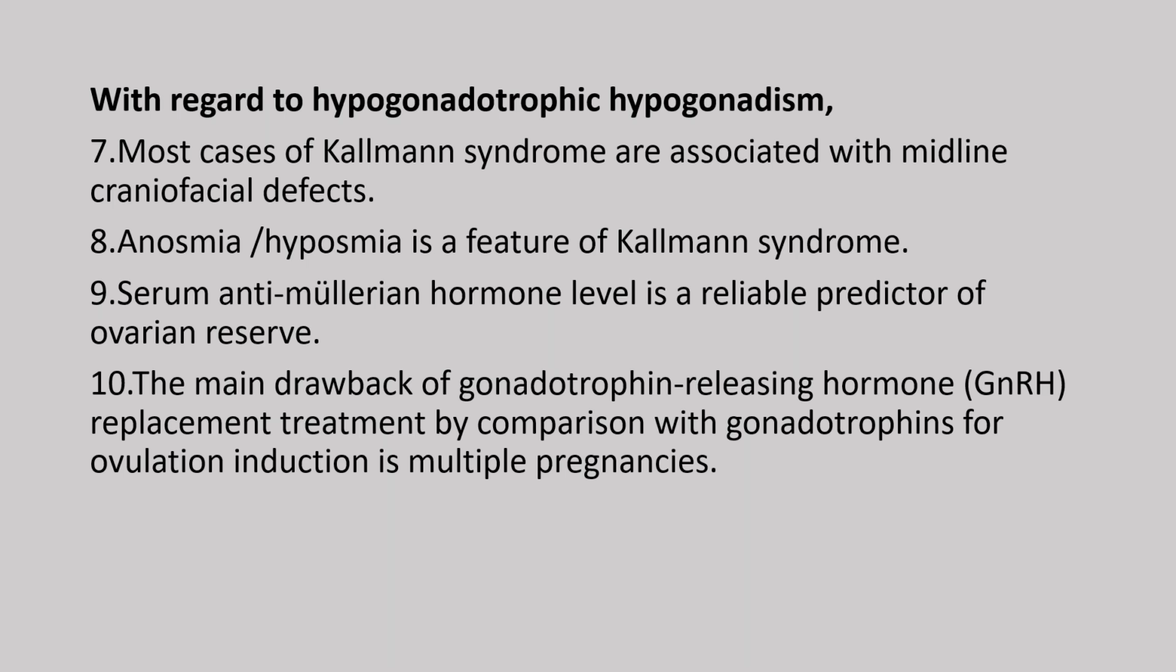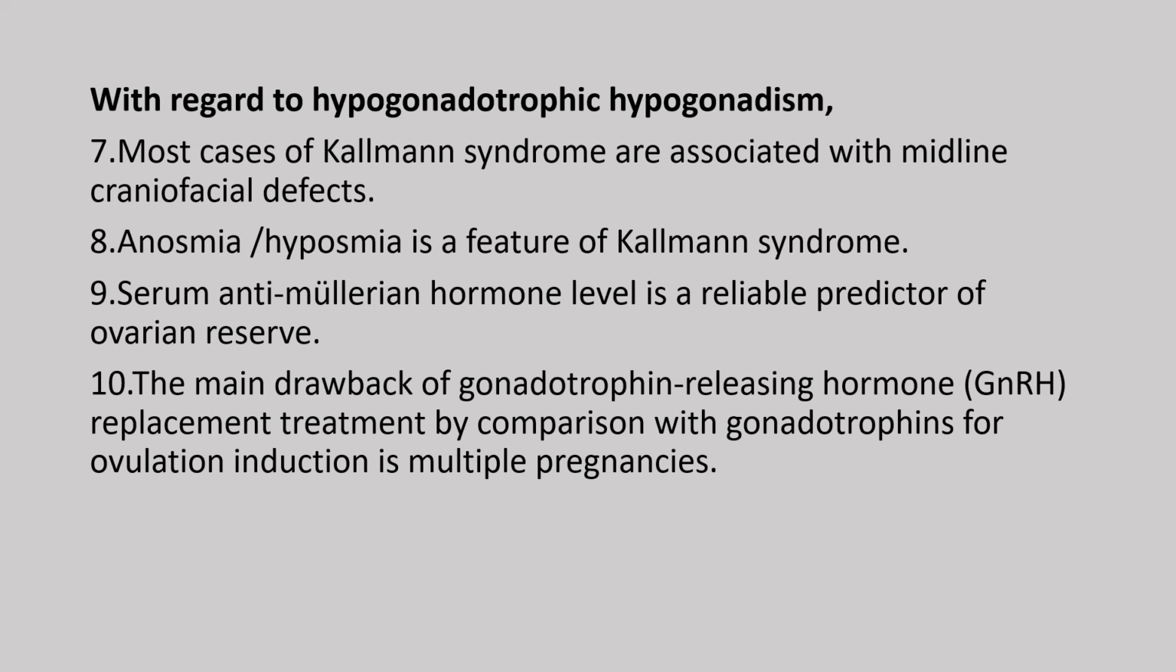Because various studies have shown that the serum levels of AMH in women with hypogonadotropic hypogonadism lack any correlation between the AMH and the ovarian reserve, because these women may have either low, normal, or high levels. So it does not correlate well. It is not a reliable predictor of ovarian reserve in type 1 anovulation patients.